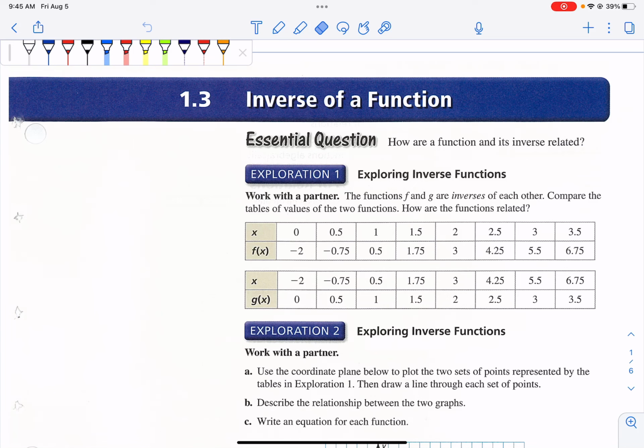All right, guys, lesson 1.3, the inverse of a function. Now, hopefully today goes a lot faster than the last video. We don't have to cover as much. It's not all brand new.